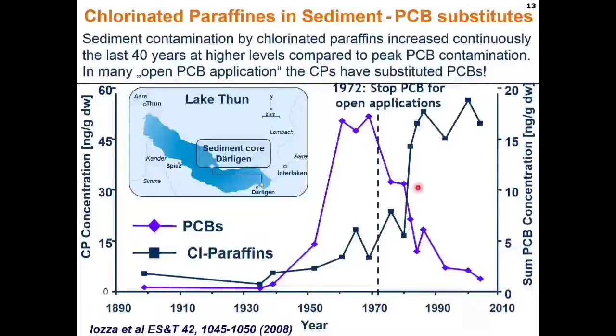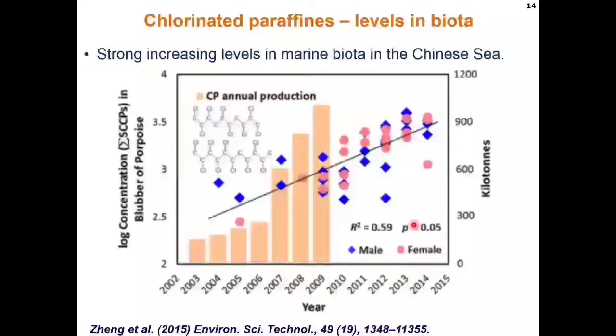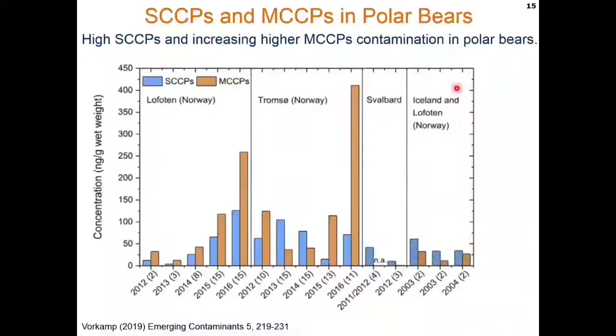Also when you look into biota in the environment, and this is a logarithmic scale, you see that chlorinated paraffins in the marine biota, the short-chain and the long-chain chlorinated paraffins, are increasing. The same you see already in the polar bears, high concentrations in polar bears. And interesting maybe that you see here, the medium-chain paraffins are for some of the more recent samples even higher than the short-chain chlorinated paraffins.